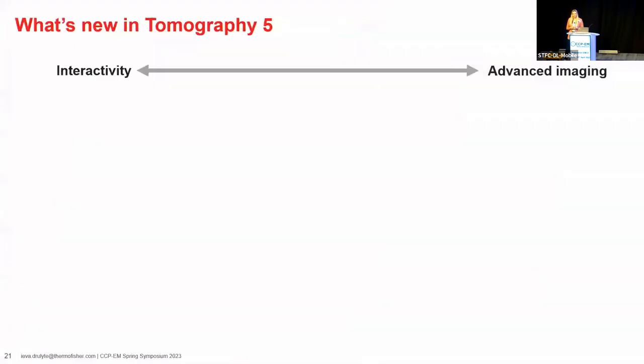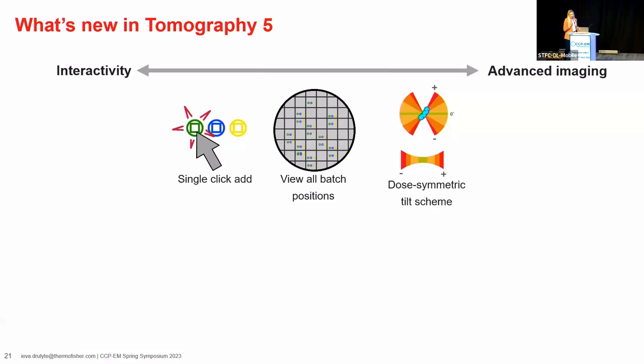Okay, so let's move forward into the workflow and talk about the data collection. I think Dan yesterday mentioned Tomography 5 having a lot of new features, so I thought I would summarize some of them here. These 3 features are not too new. When you're doing tomography, you can add new batch positions with a single click, and you can view all your batch positions on the grid really easily. And of course, you can select different tilt schemes, such as dose-symmetric.